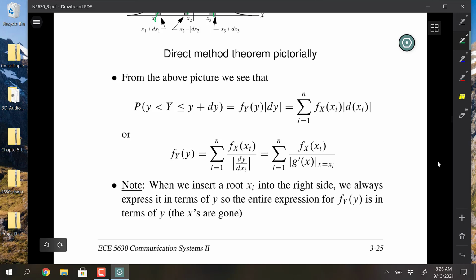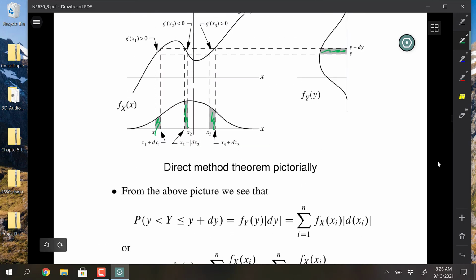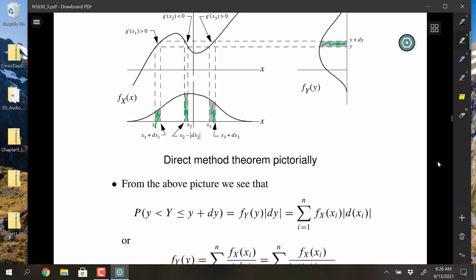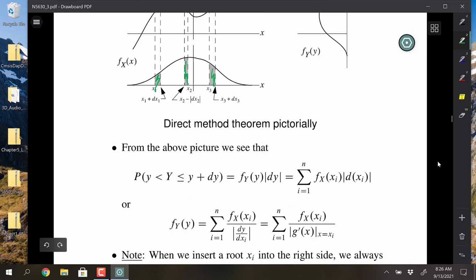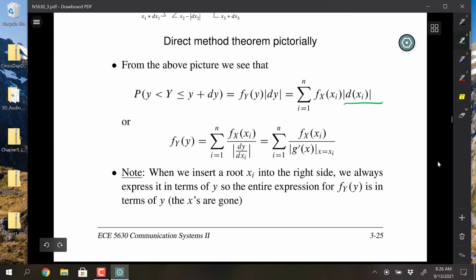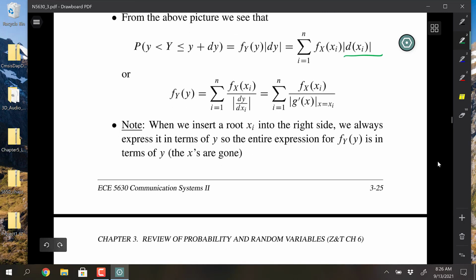So this just is from the picture. Then you say, the interval is some dx times the probability f of x, and then that equates over to, not dx, but dx_i, the root, and then that's equivalent to f of y dy when you take all the contributions into account, and then that's kind of the hand-waving proof of the theorem.